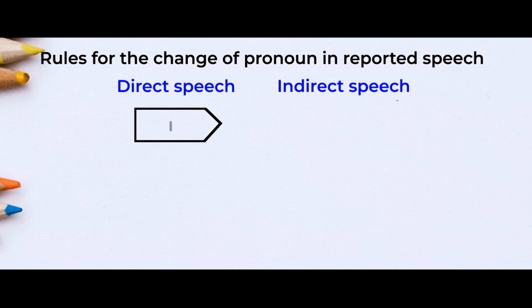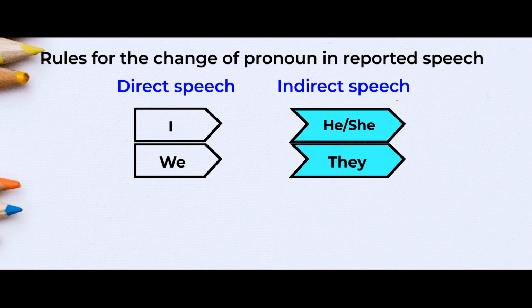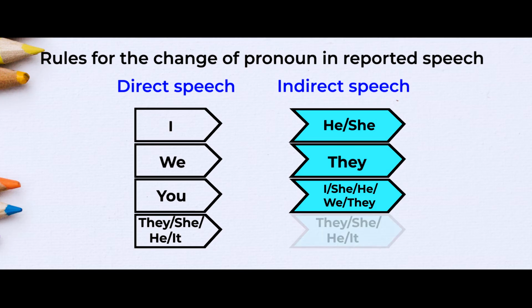Now let's look at the rules for the change of pronoun in reported speech. I in direct speech becomes he or she in reported speech. We in direct speech becomes they in reported speech. You in direct speech becomes I, she, he, we, they in reported speech. And the pronouns such as they, she, he, it remain same in reported speech.